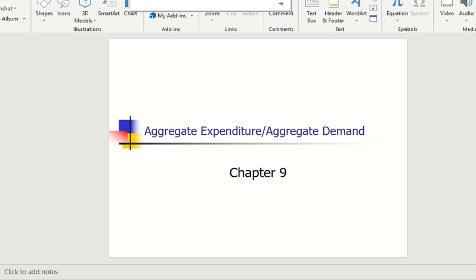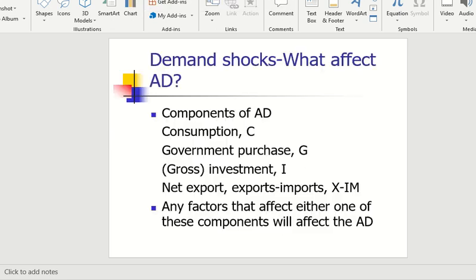Today, we are going to focus on aggregate demand or aggregate expenditure. At this point, we are still treating the words aggregate expenditure and aggregate demand interchangeably. We're still treating them the same. Later on, we will start talking about the slight difference between aggregate expenditure and aggregate demand. So our focus this week is the determinants of aggregate demand or aggregate expenditure.